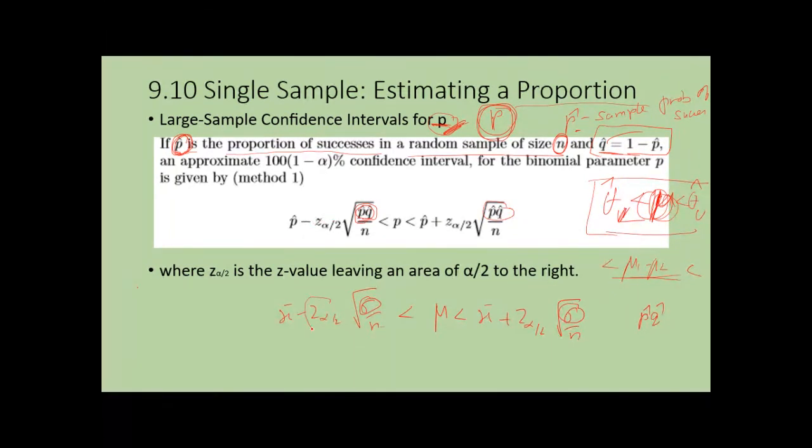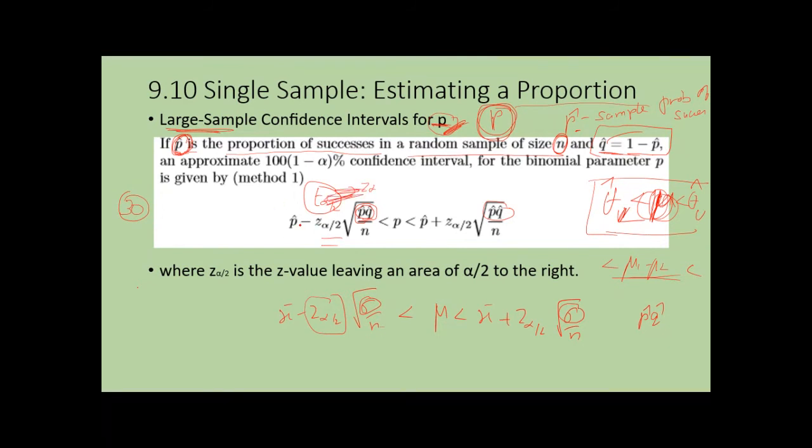Z alpha by 2 is the same for large samples. For small samples, it will be T alpha by 2 if the sample size is smaller. Small or large will be decided by the size 30. 30 or more will be considered large, less than 30 small. But when the sample size is larger, the T distribution always moves to the Z distribution. Obviously, it will be Z distribution.